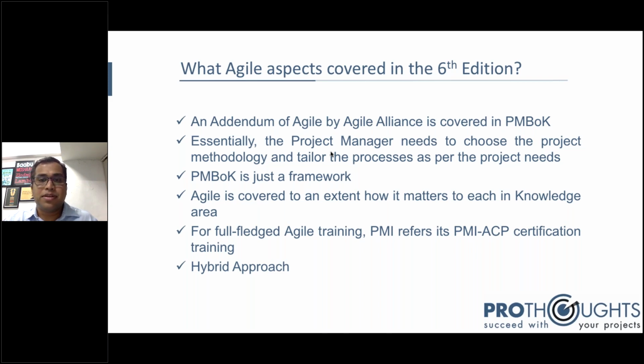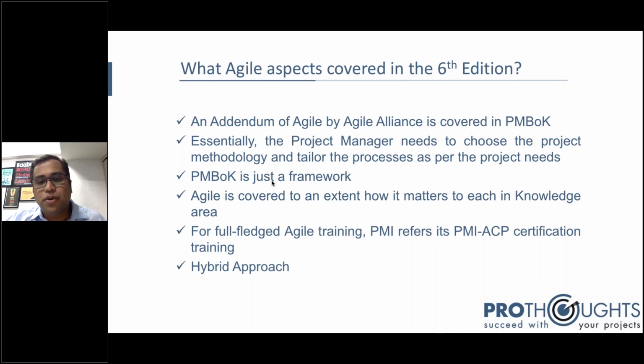What PMBOK is suggesting in the 6th edition is that this is a framework. The project manager can choose which project lifecycle he needs to use, whether it's predictive or adaptive. Adaptive is Agile. For your project, it can be a combined approach called hybrid approach, where you can have both Agile as well as PMP methodology in the same project. So Agile is just covered to an extent of how it matters, how it is done for, say, scope management. How you will do Agile in scope management. So the addendum, I don't think will be asked in questions.